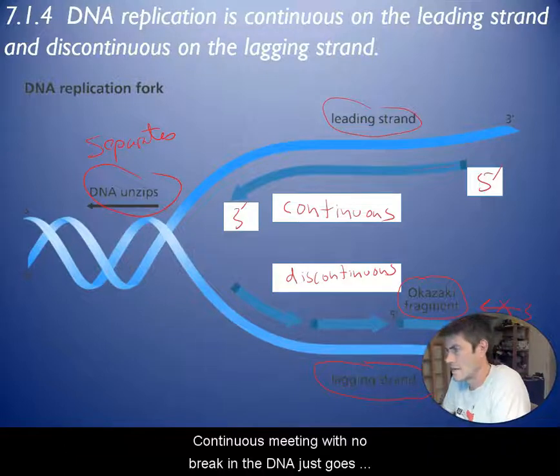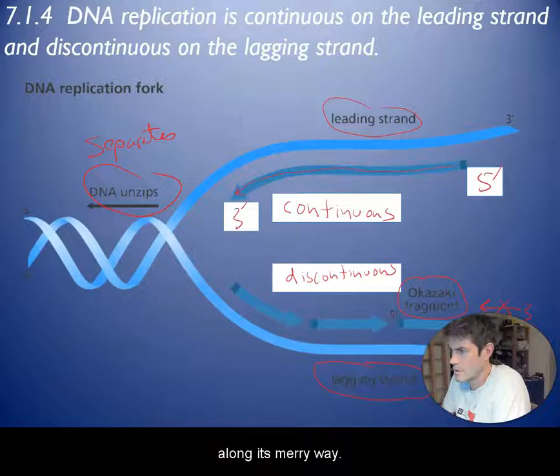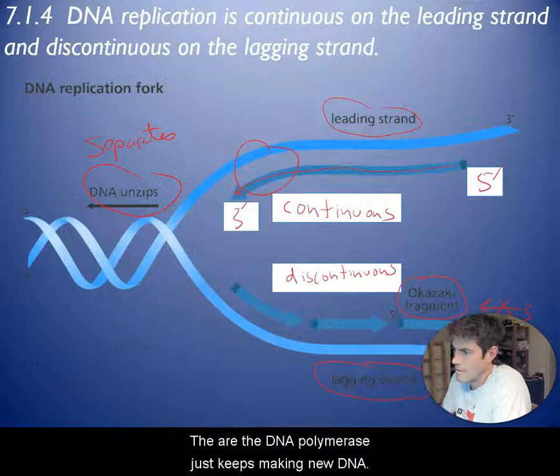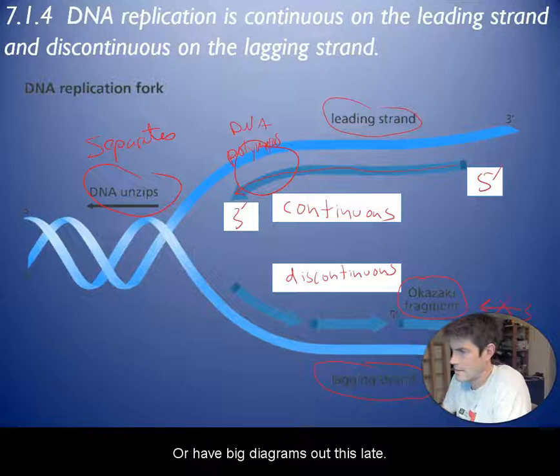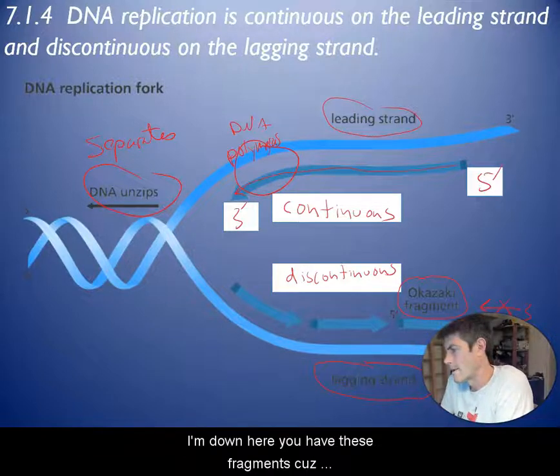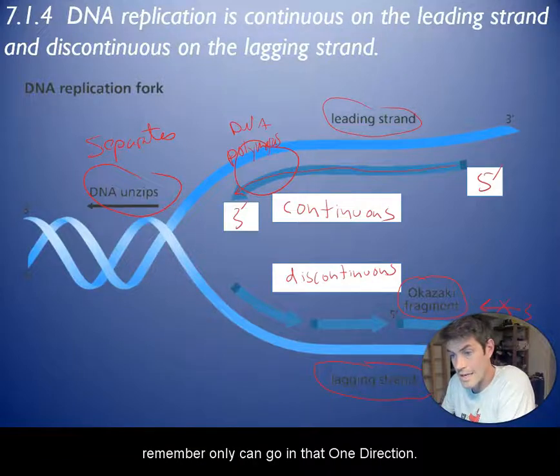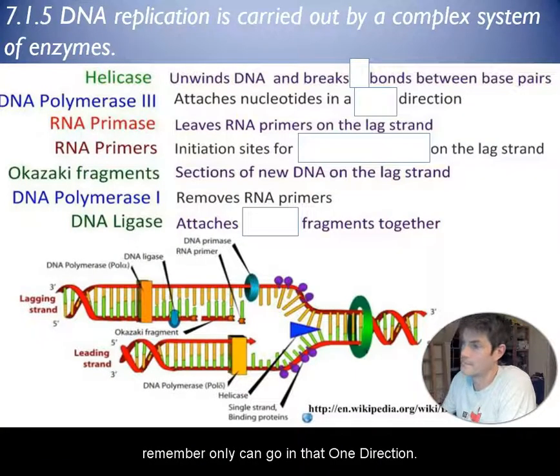So continuous meaning there's no break in the DNA. It just goes along its merry way. The DNA polymerase just keeps making new DNA. We'll have a big diagram about this later. And down here you have these fragments, because remember, it can only go in that one direction.